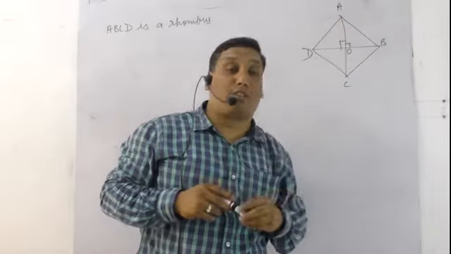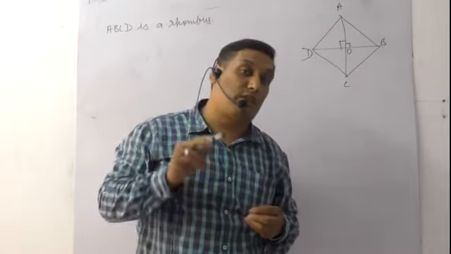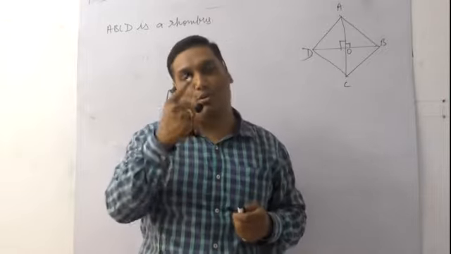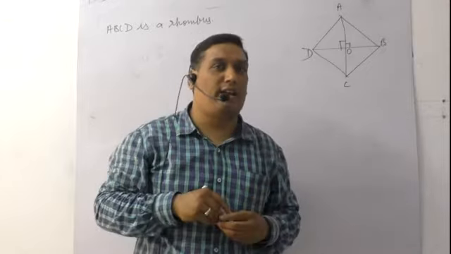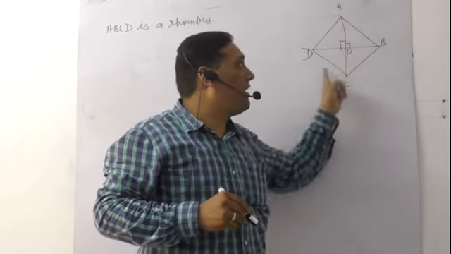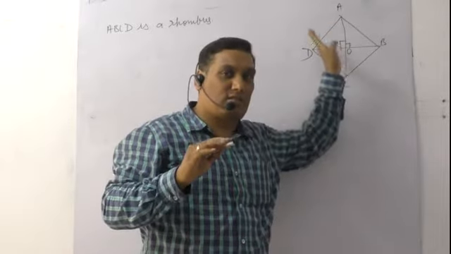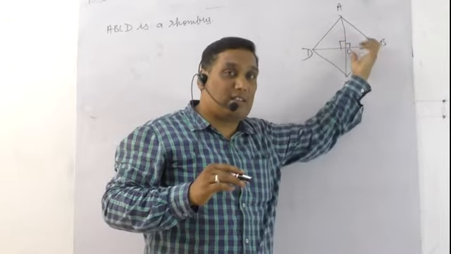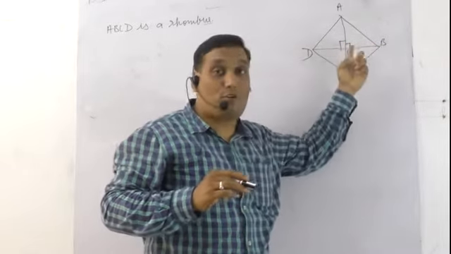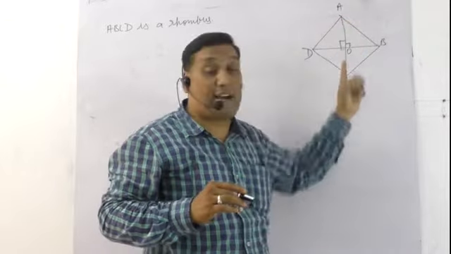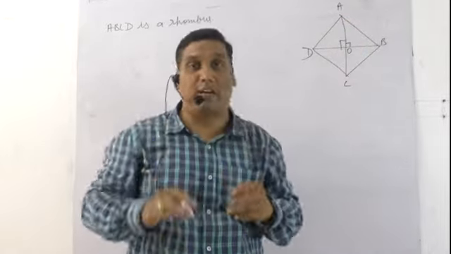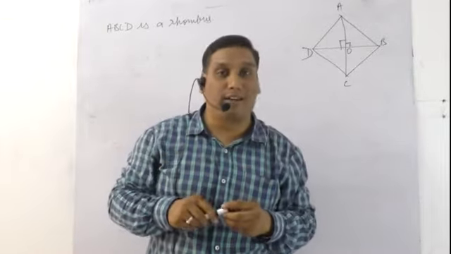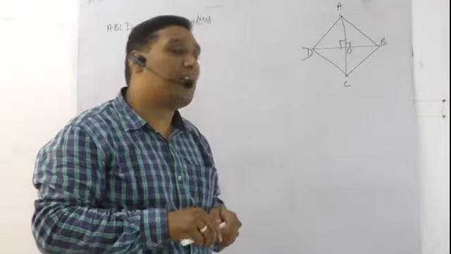But diagonals are not equal. डायगोनल्स आर नॉट इक्वल. ये इंपॉर्टेंट टॉपिक है, इसको आप हाईलाइट कर लीजिए. ABCD is a rhombus, and AB, BC, CD, DA all sides are equal. All sides are equal in a rhombus but diagonals are not equal. Diagonals are not equal but the diagonals bisect each other at 90 degrees.